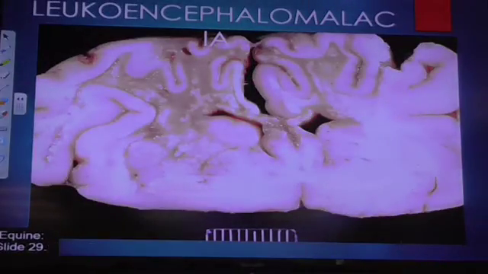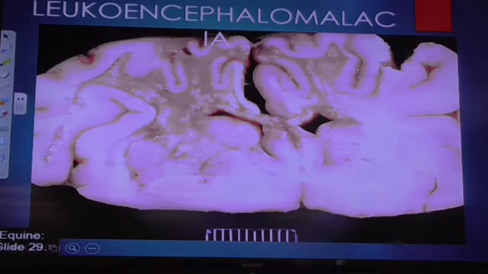So this is a cross-section of a cerebrum from an equine with leukoencephalomalacia. So we talked earlier about when it was polioencephalomalacia, how the gray matter had that shiny appearance. Now if you look at the white matter in this case, it has more of a sparkled or bright shiny appearance to it.